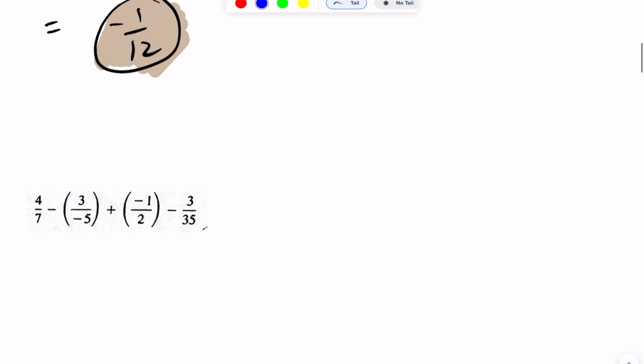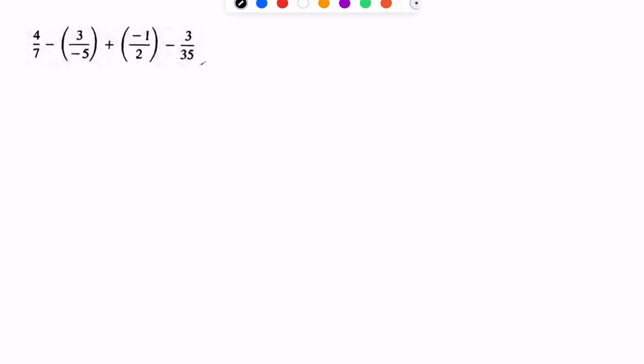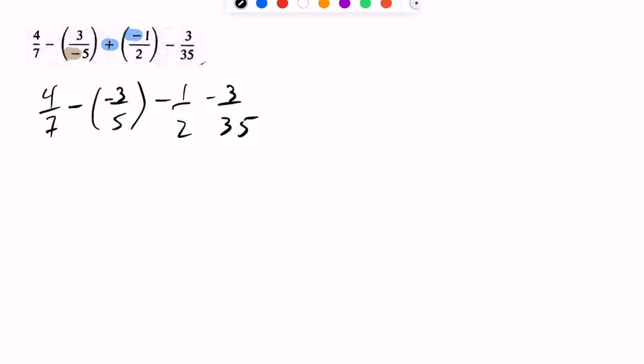Let's take a look at another. With this question, same idea. We want to apply that. I want to first push this minus sign to the top. I can also simplify the plus and the minus to just become a minus. Let's rewrite this. This is going to be 4/7 minus, again pushing that minus sign to the top, dropping the brackets and just writing this as -1/2, and then minus 3/35. And again, as we just discussed, these two minuses can now be written as positives. This becomes 4/7 plus 3/5 minus 1/2 minus 3/35.